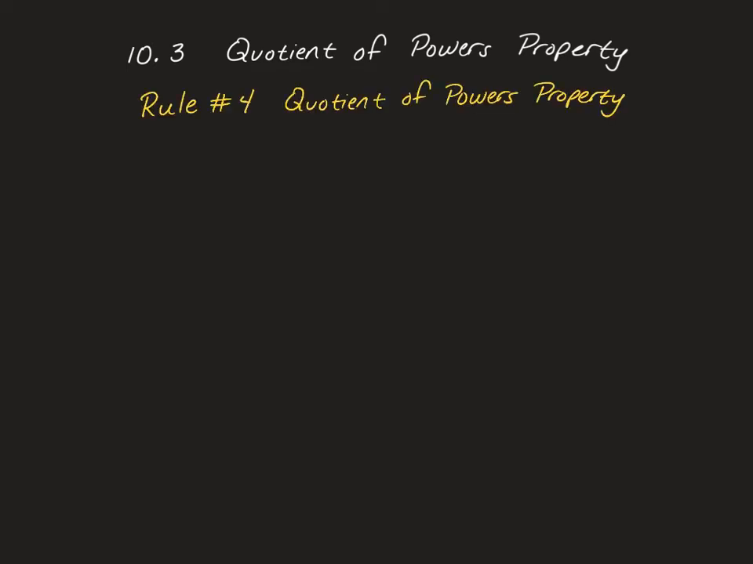So in 10.2 we learned rules 1 through 3. Today we're only going to focus on one rule that we're adding to that group, and that's the quotient of powers property. So let's first look at the numbers.